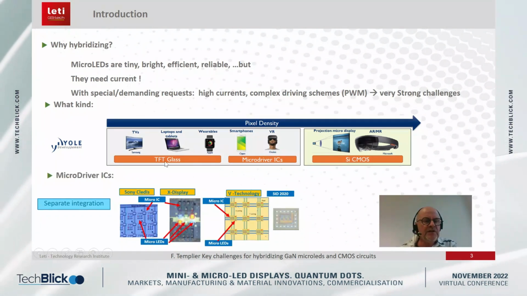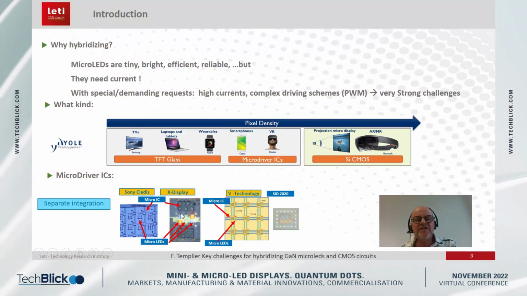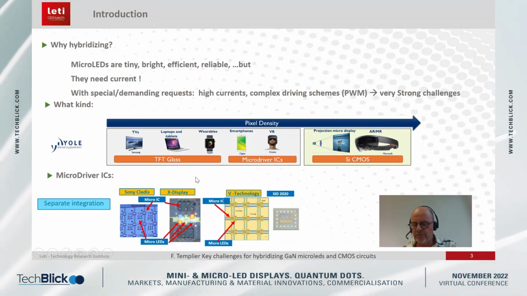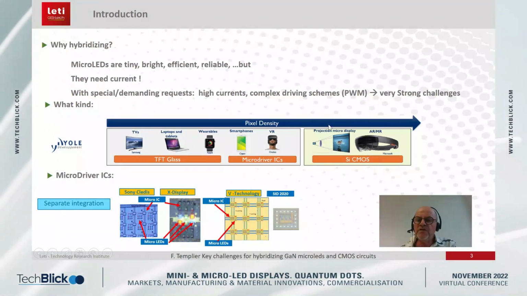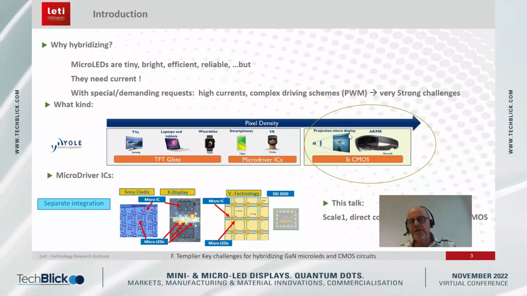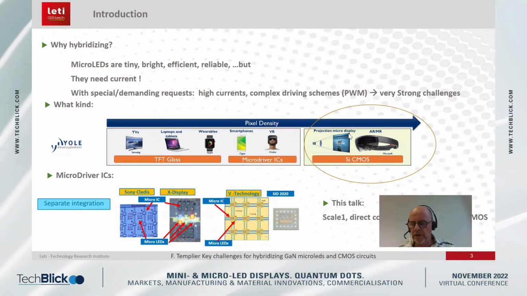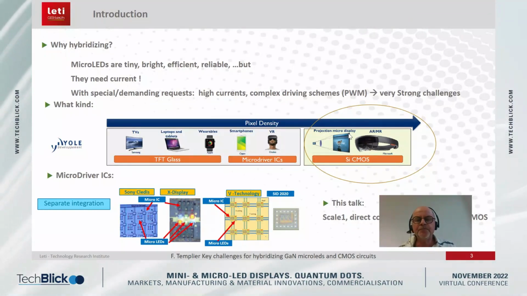On the left, we have the TVs, and as you know, some products are now coming from Sony, etc., and most of them use CMOS circuits driving the LEDs, but they are separated. They are placed at different places and then connected afterwards. Another case is where the CMOS and micro LED array are connected at scale 1, and this is the case in micro displays. And this is what we are going to talk about today.